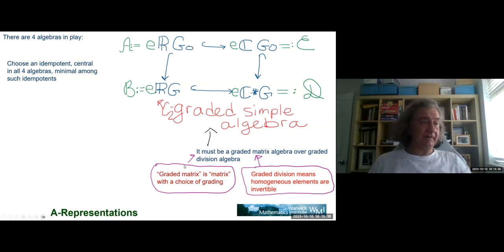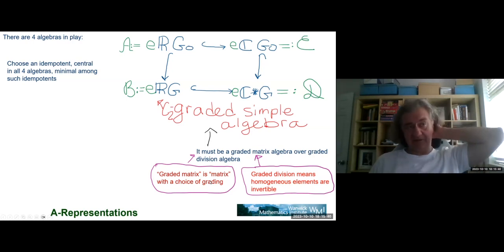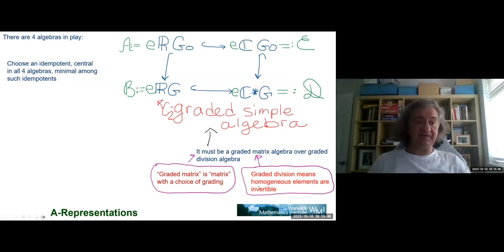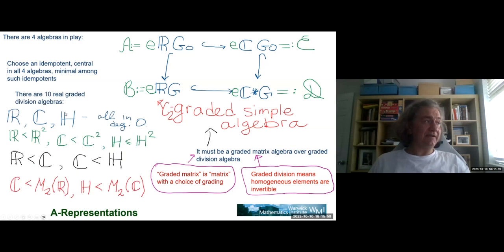A graded matrix algebra is just matrix algebra, but there are various choices of grading. What Terry Wall has done is classify these graded division algebras, and the answer is what you would expect. Let me show the answer on the next slide. There are essentially only 10 real graded division algebras.